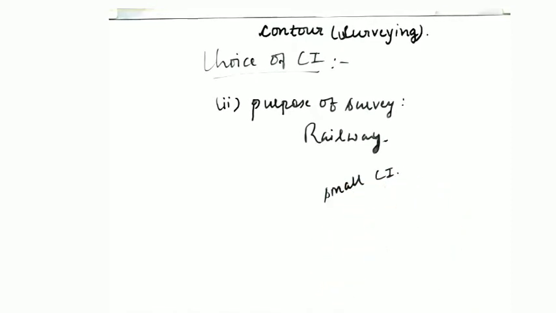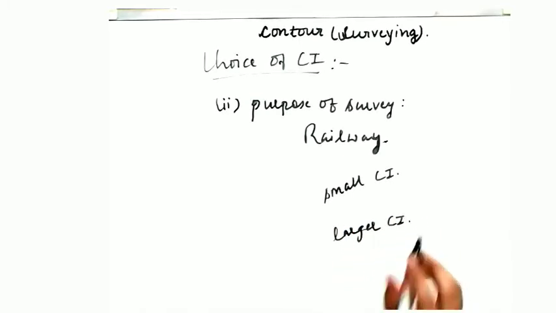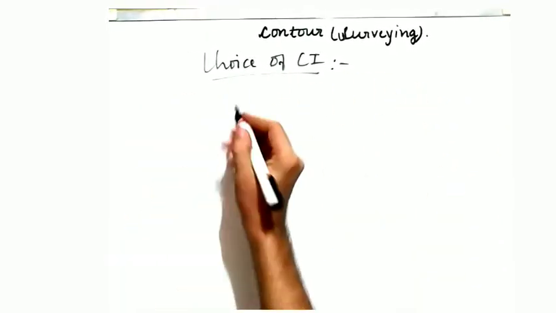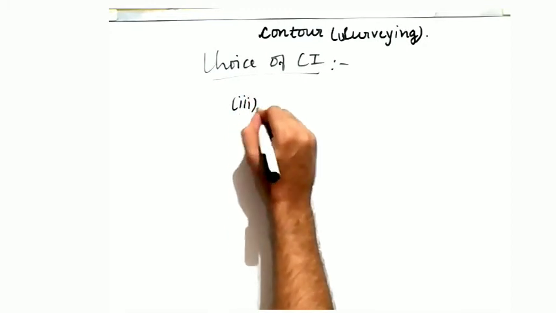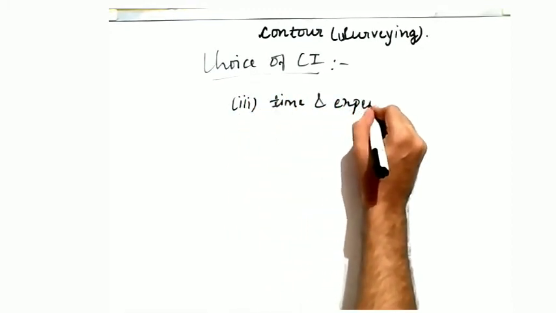And if the purpose of survey is not very much important, it is a basic residential survey or not that high precision survey, then you go for larger contour interval. So the purpose and extent of survey is also very important. The precision and accuracy that you demand in the survey is very important. The next point is the time and expense of survey.